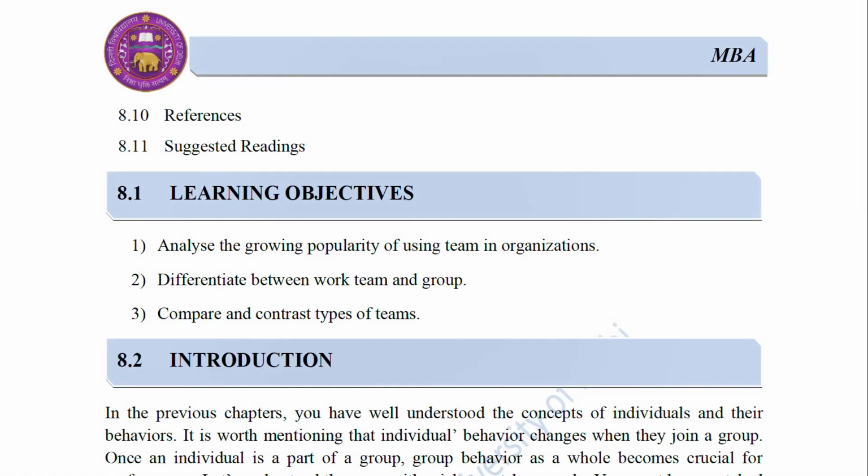8.1 Learning Objectives. First, analyze the growing popularity of using teams in organizations. Second, differentiate between work teams and groups. Last, compare and contrast types of teams.